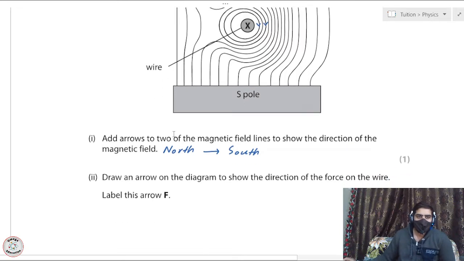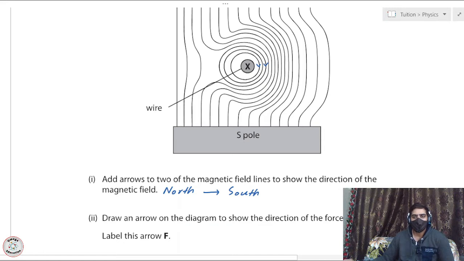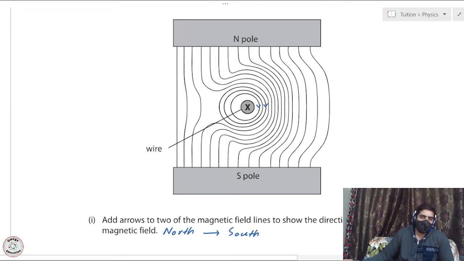All right, then we move on to part 2. Draw an arrow on the diagram to show the direction of force on the wire. That question is of 2 marks because you have to use a rule in that, and if you don't understand that rule or you're not able to apply it, you won't be getting any marks from here. So it's not a very simple one. Many students find it very complicated.